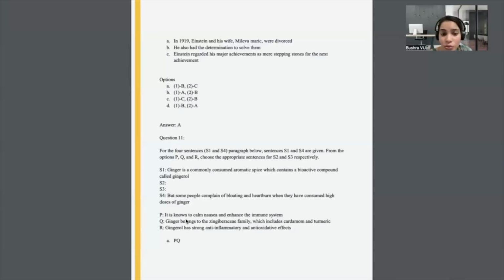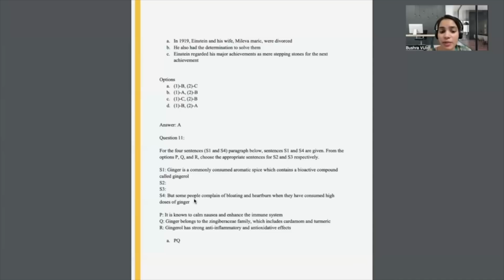Now it is known to calm nausea and enhance the immune system. The reason why we're going to go for P here is because, if you look carefully, anti-inflammatory, as in it is not going to inflame you. Antioxidative, as in it is going to help your immune system. So these two sentences have some interconnection.